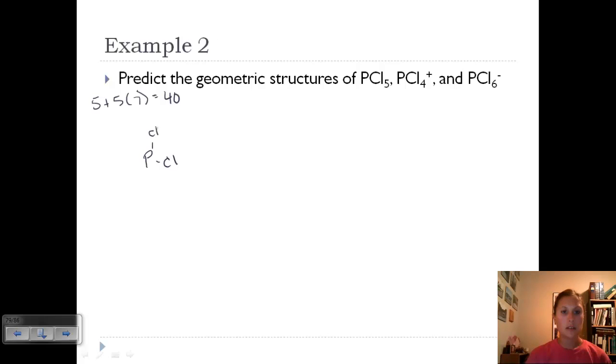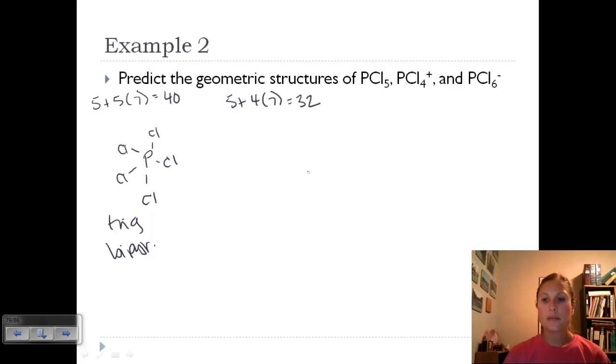5 chlorines. So trigonal bipyramidal. Okay, if we go to PCl4, now we have 5 plus 4 times 7. So that should give us what? 28. Okay, so that should give us 33, but this is a plus 1 ion, so we subtract 1, that gives us 32. So we have phosphorus, chlorine, chlorine, chlorine, chlorine.